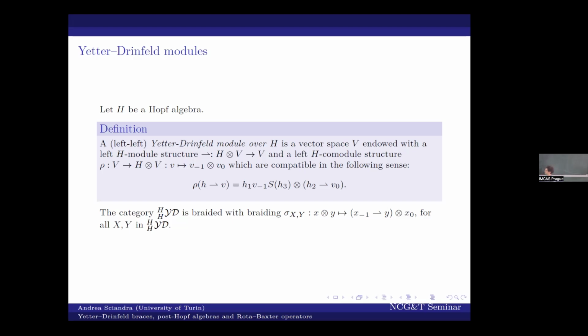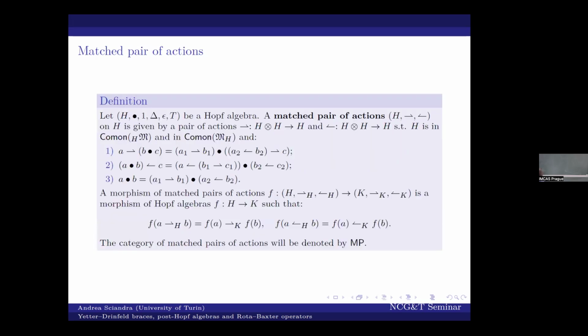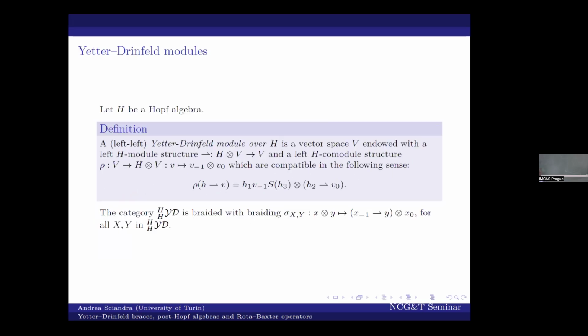The category of Drinfeld modules is braided, with the braiding given by this. For any pair of Drinfeld modules, you flip x and y in the order, you apply the coaction of x, and you have x minus 1, which is something in H, and x0, which is something in X, and then you act with H over Y. So you use the coaction of X and the action of Y.